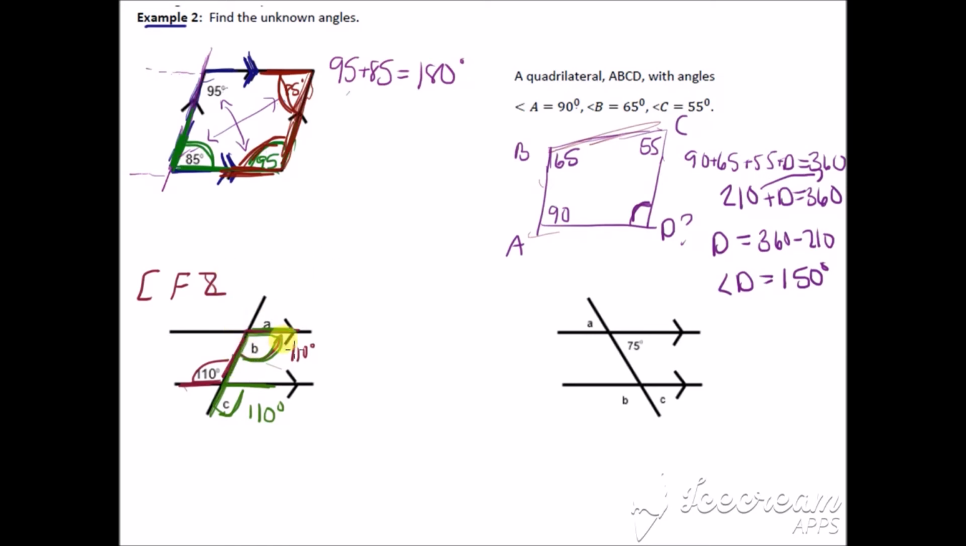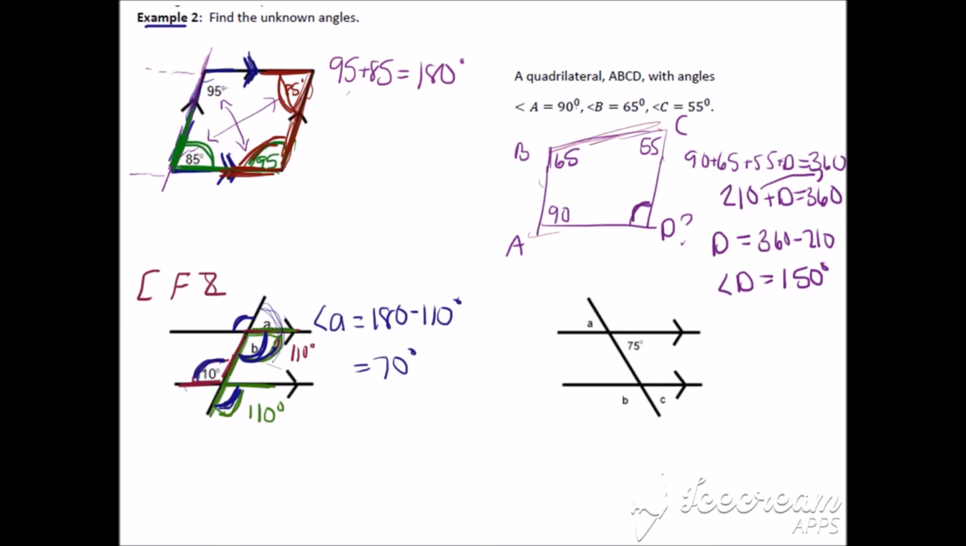There's no F pattern. Without solving this with supplementary, we can say that A and B add up to 180, or we can do patterns. So these two are equivalent, and then these two are equivalent. So A is going to be the other one. So angle A is going to equal 180 minus the 110. So angle A is 70 degrees.